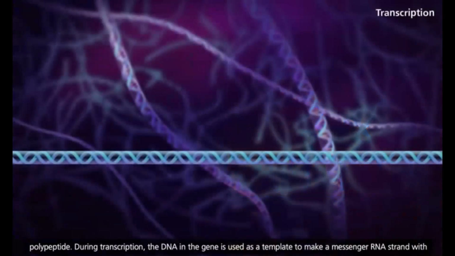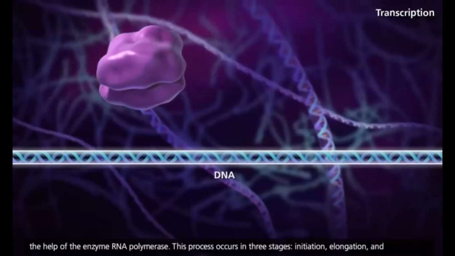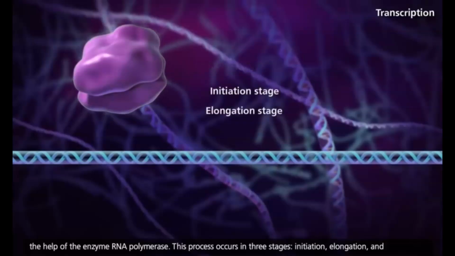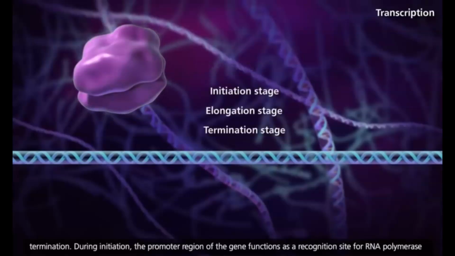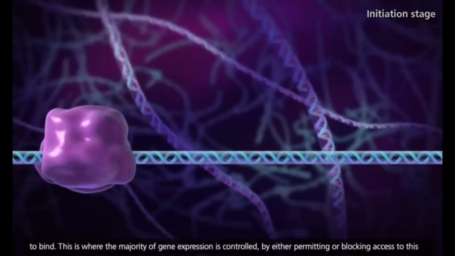During transcription, the DNA in the gene is used as a template to make a messenger RNA strand with the help of the enzyme RNA polymerase. This process occurs in 3 stages: initiation, elongation, and termination. During initiation, the promoter region of the gene functions as a recognition site for RNA polymerase to bind.